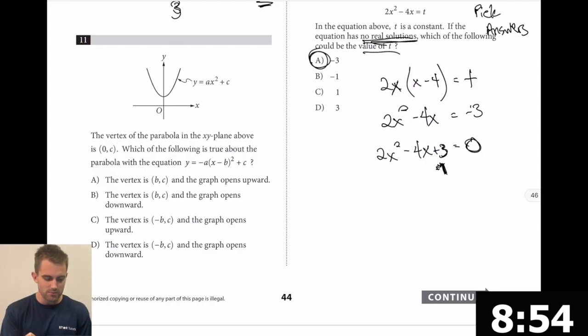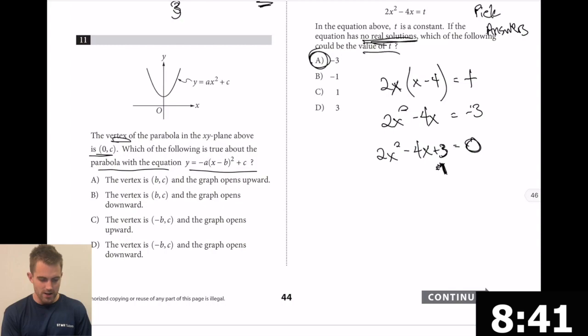Let's try number 11. We didn't get a chance to really look at it, but the vertex of a parabola above is 0, c. Which of the following is true about the parabola with the equation negative a, x minus b? So this would be a shift, right? That would be a shift horizontally. C would shift it up and down. So that would mean that b has to be equal to 0.